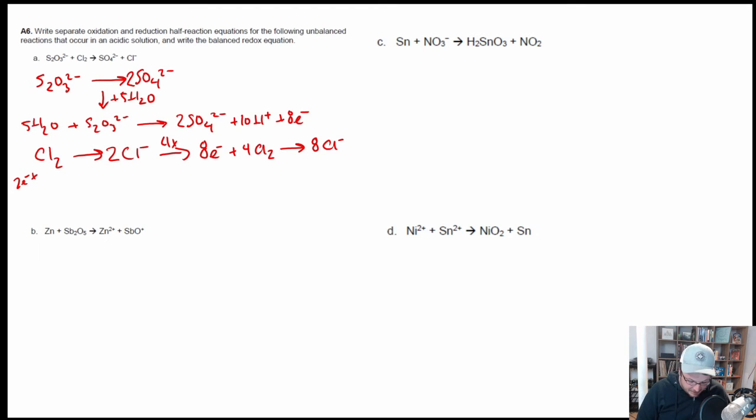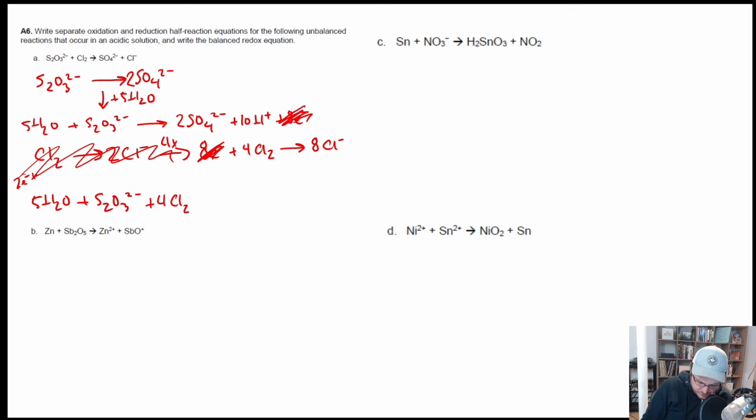So now when we combine the 2 reactions together, the electrons cancel, and then nothing else cancels. But now the electrons cancel, that's the big thing that we need. And so now the overall reaction is 5H2O plus S2O3 2 minus plus 4Cl2 yields 2SO4 2 minus plus 10H plus plus 8 Cl minus.